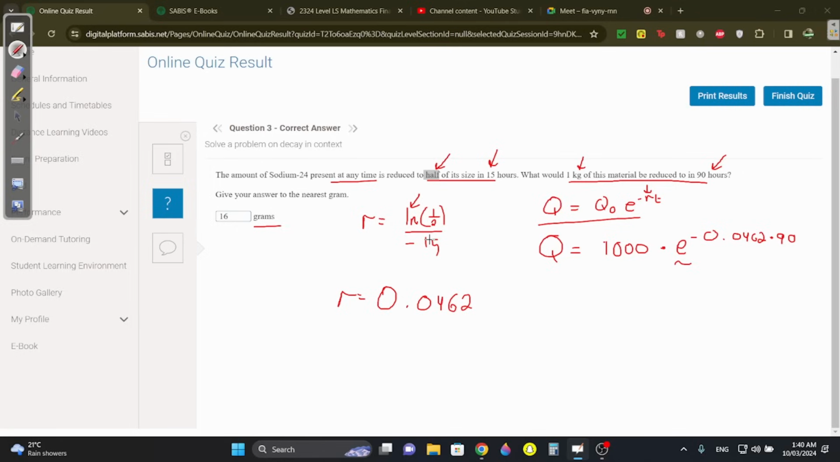And if I press shift ln, I get e, and it's on the right side of the calculator. You put this in a calculator: 1000 times e to the power of minus 0.0462 times 90. You should get a number. Wait, let me do it actually. 1000 times e to the power of negative 0.0462 times 90. You get 15.6, and once you round that, you get 16.